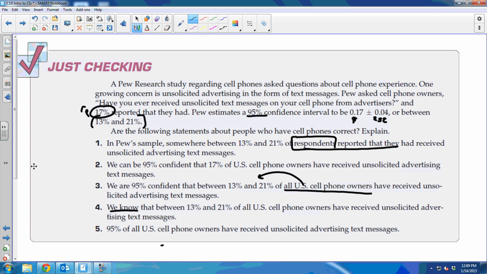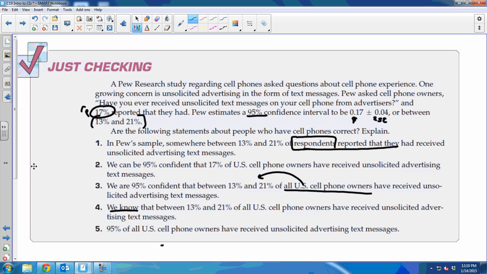And then number 5, 95% of all U.S. cell phone owners have received unsolicited advertising text messages. That has nothing to do with anything, right? Talk about 95% confidence. That does not mean 95% of people. Now, because it's based on a sampling distribution model, 95% of samples should include the true proportion. But I don't even think that's what they were going for here. I think they were just way off base.